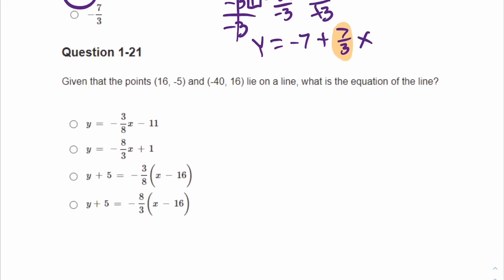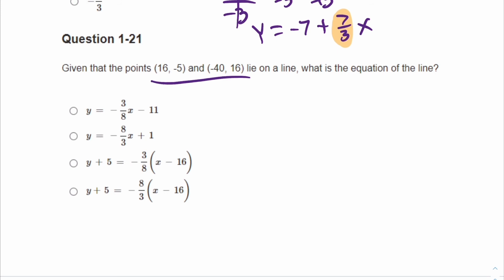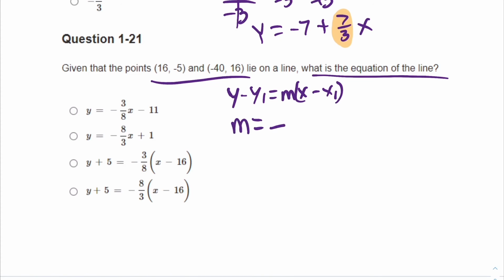Only a few more questions. We got 2 points, and they want the equation. So let's do point slope form, which means we need the slope. Use the y's, put them on top by subtracting. Put the x's on the bottom by subtracting.